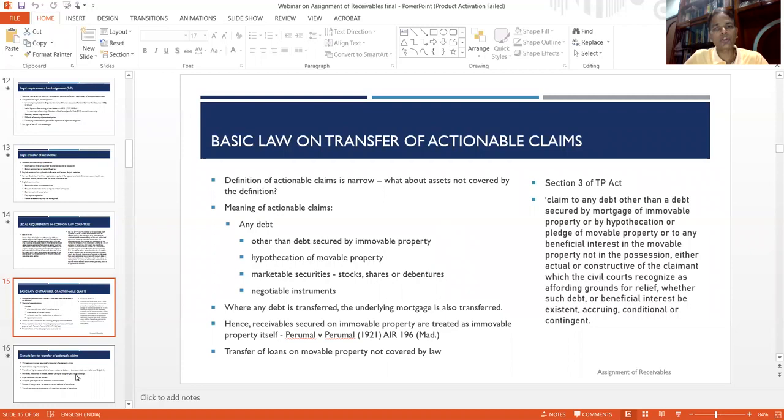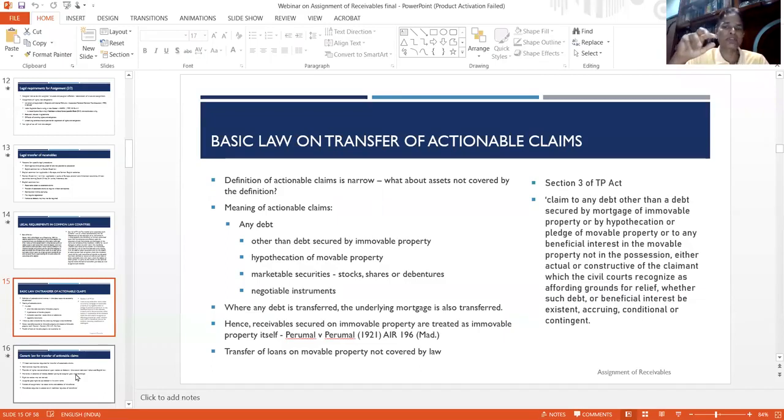Okay. Basic loan transfer of actionable claims. I was talking about this provision of section 130 of the TP Act. I'm sure it might have occurred in your mind as to how it is that a provision is contained in the TP Act. The Transfer of Property Act, as we understand, pertains to transfer of real estate. So how come the provision about transfer of receivables is sitting in the TP Act? The TP Act is not limited to immovable properties. The TP Act deals with certain procedures for intangible properties as well.